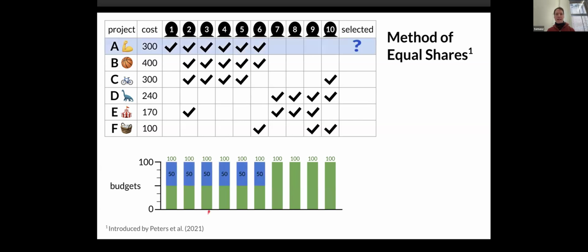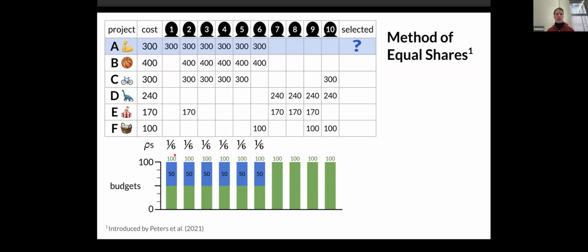And now when we want to select some project, like project A, then we expect that the money for this project will actually come from the budgets of these individual voters that support this project. So these are supporters. We want to spread these payments as equally as possible. So for example, if this project costs 300, then we want every one of the 6 supporters to pay 50 out of their budgets.